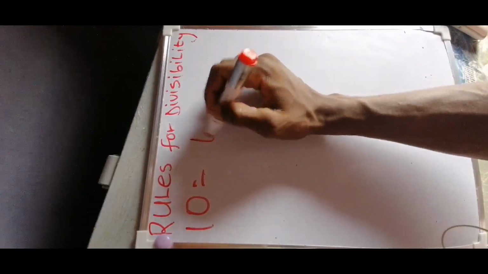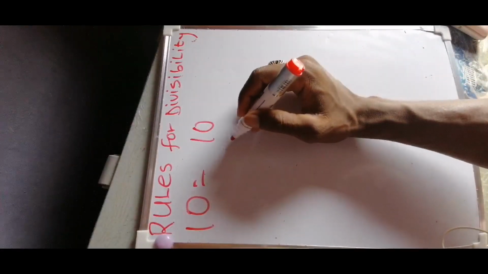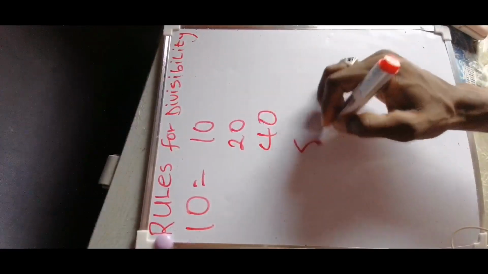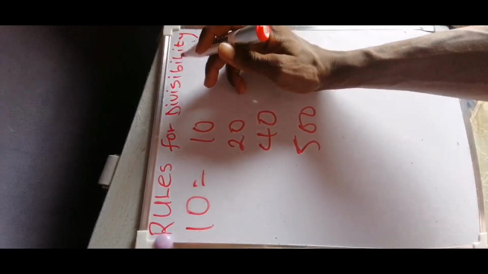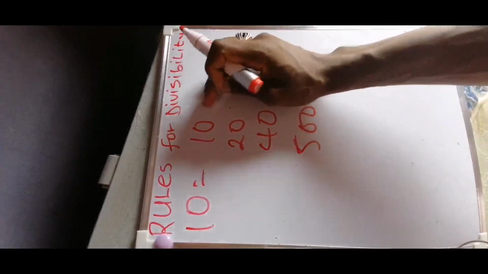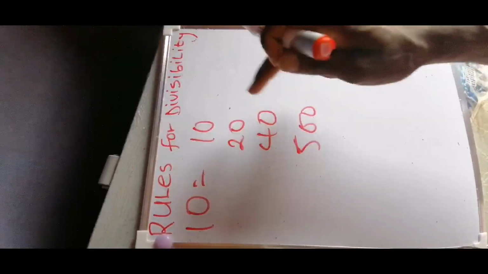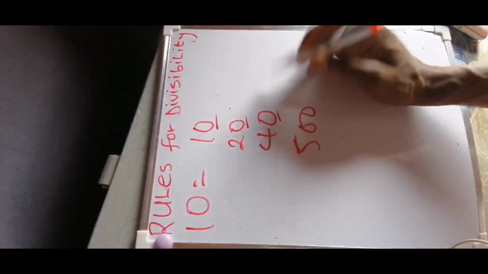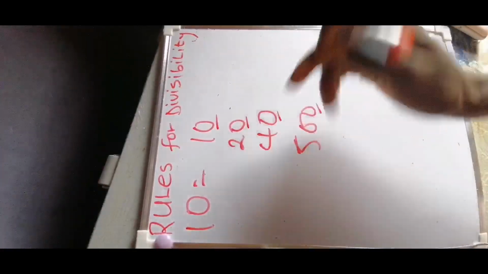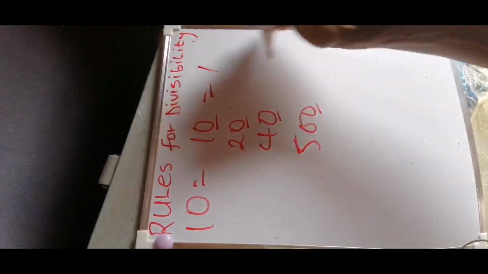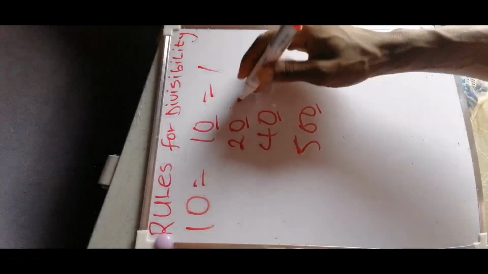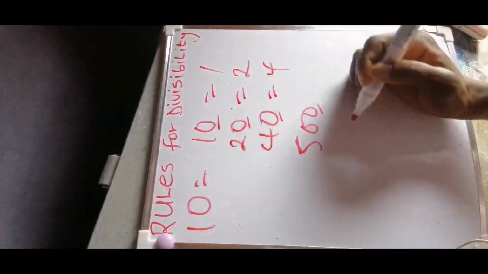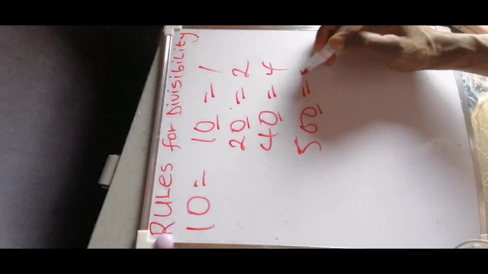Let's say we have 10, we have 20, we have 40, we have 500. So any number can be divisible by 10 if the last digit is 0. This is 0, the last digit is 0. Again, the last digit is 0. So definitely 10 into 10 is 1. 10 into 20 equals 2. 10 into 40 is 4. 10 into 500 equals 50.